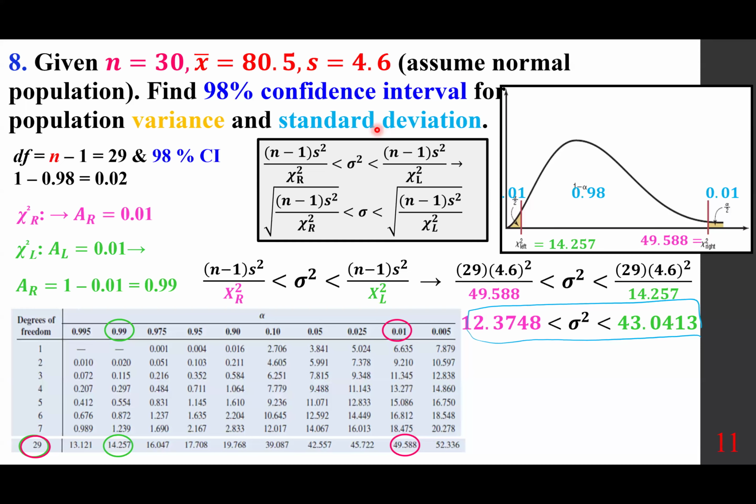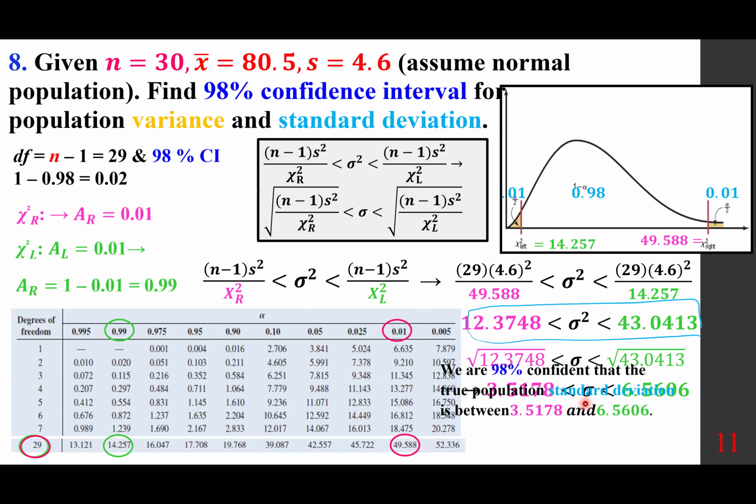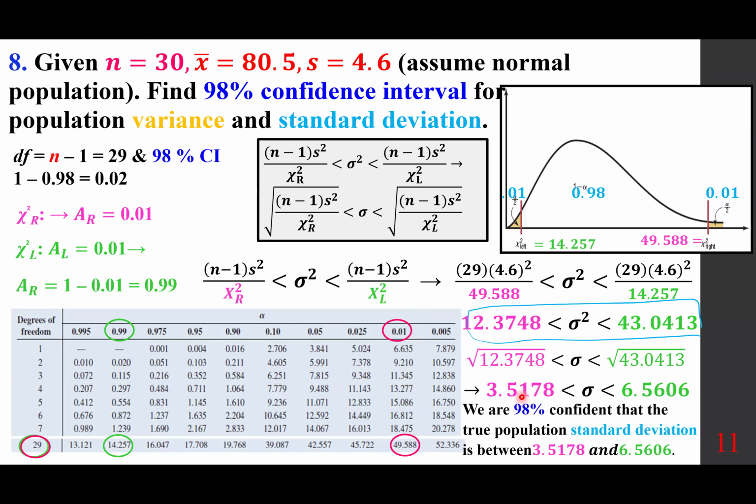For standard deviation, all you have to do, take a root. And however many decimals they ask you. This is the confidence interval for standard deviation sigma. What does it mean? We are 98% confident that the true population standard deviation is between the two numbers, 3.5178 and 6.5606. That's the meaning of a confidence interval.